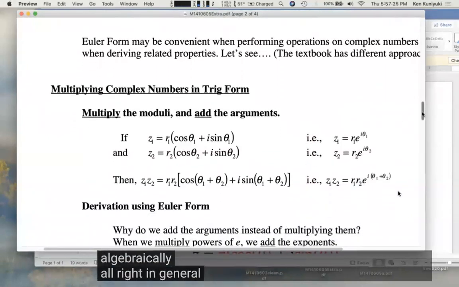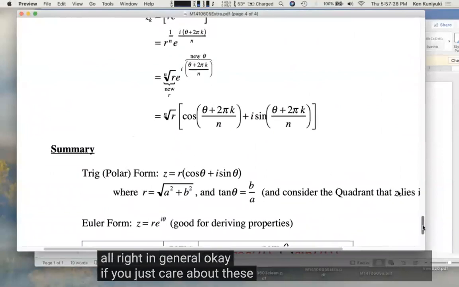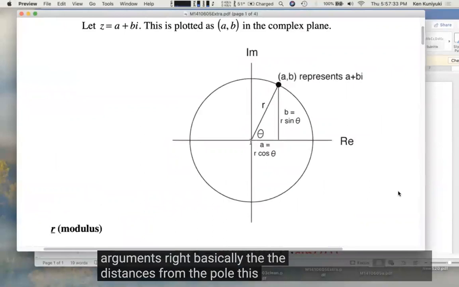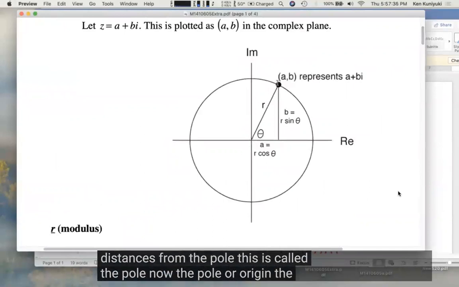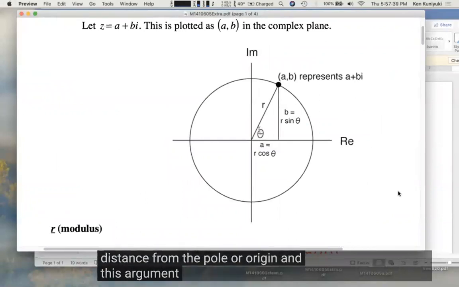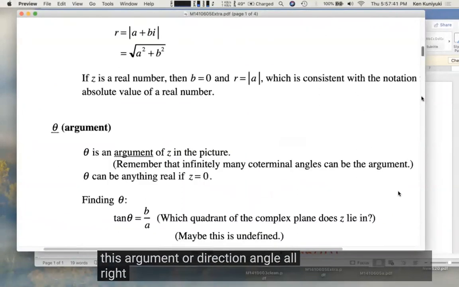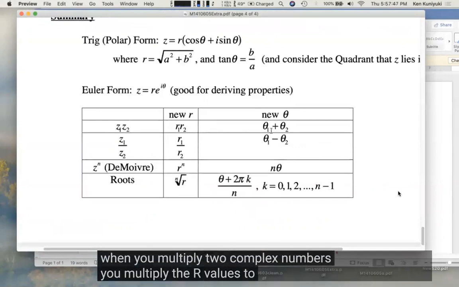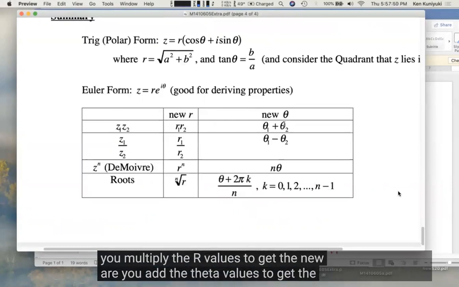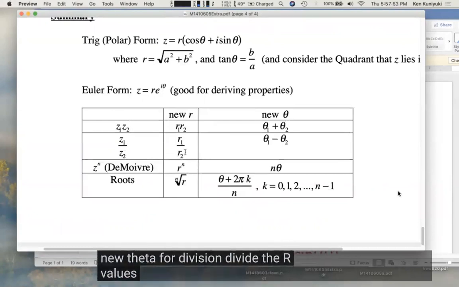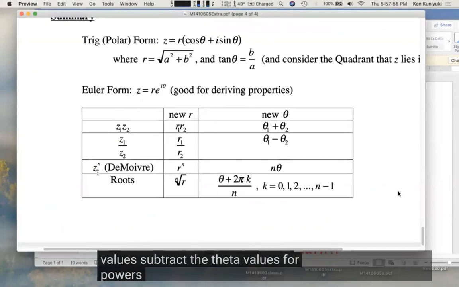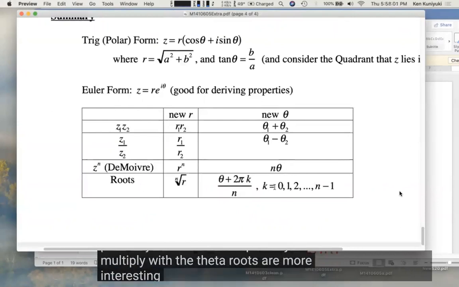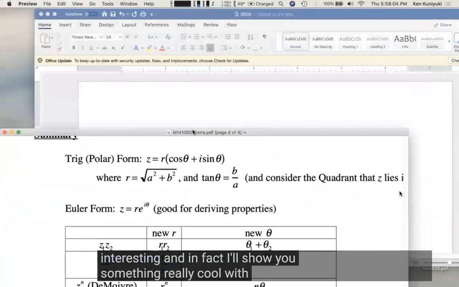All right. In general, if you just care about these moduli and arguments, basically the distance from the pole, this is called the pole now, the pole or origin, and the argument or direction angle, okay? When you multiply two complex numbers, you multiply the R values to get the new R, and you add the theta values to get the new theta. For division, divide the R values, subtract the theta values. For powers, you raise R to the power, and you multiply the theta. Roots are more interesting. And in fact, I'll show you something really cool with roots.